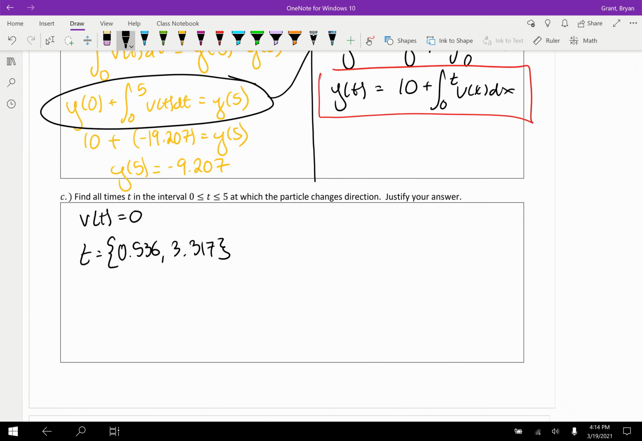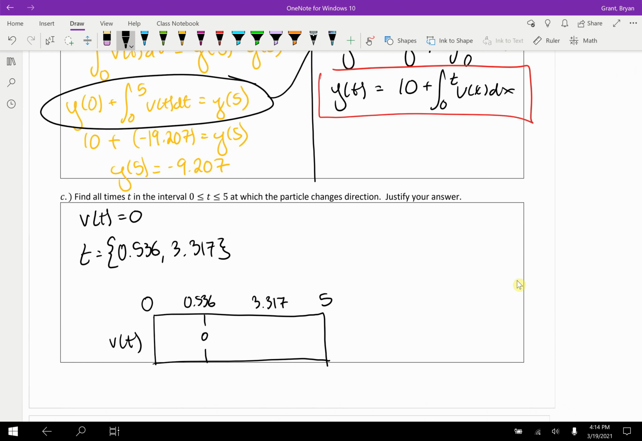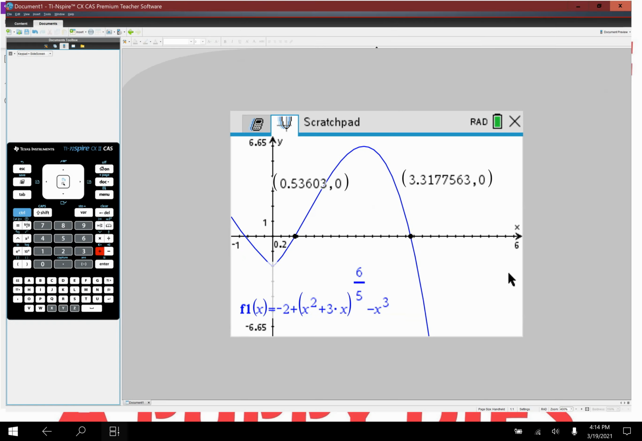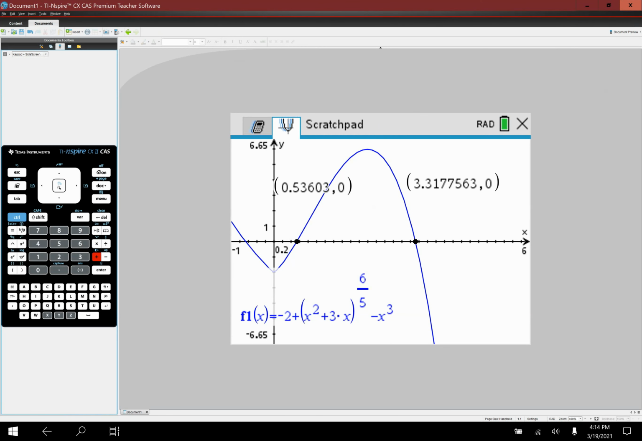Great. We found where the particle stops. But does the particle actually change direction there? Well, I think one of the easiest ways to check that is just to create a quick little sign chart. This will come in handy almost certainly later. Going from 0 to 5, 0.536 caused the velocity to be 0, as did 3.317. Let's find those signs of velocity. If we jump back here, the sign of velocity, since this is the velocity, is just dictated by above or below the x-axis. Below is negative, then positive.